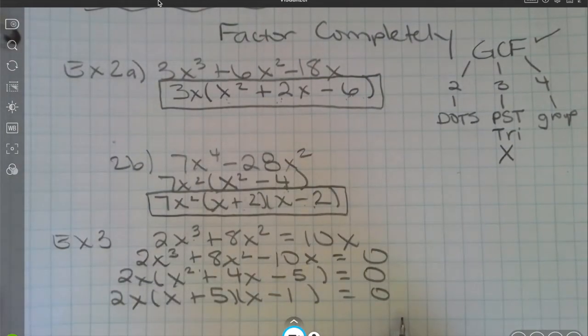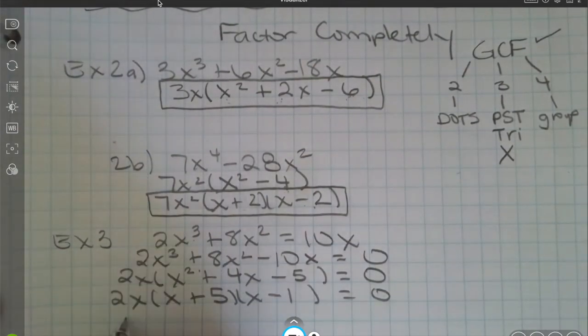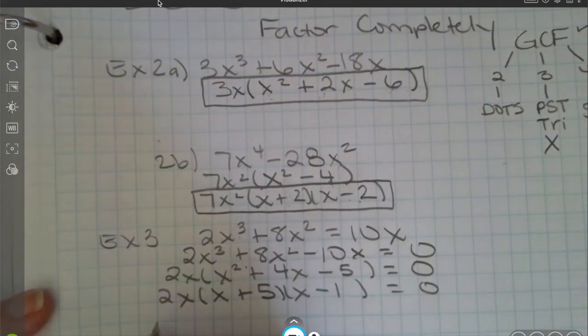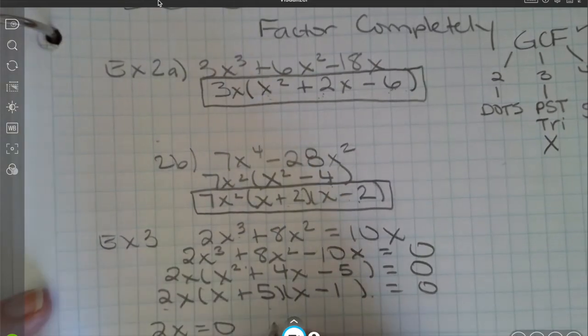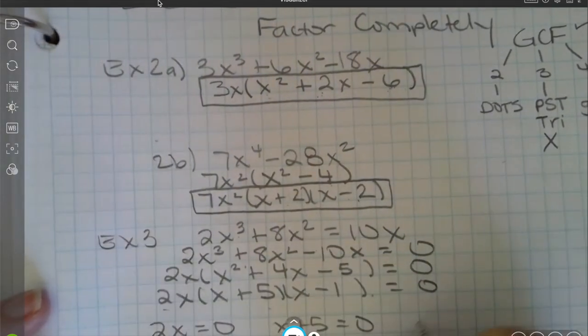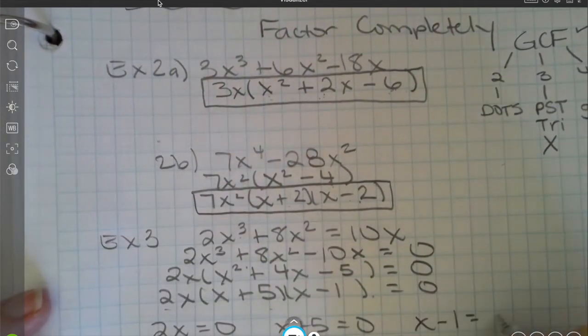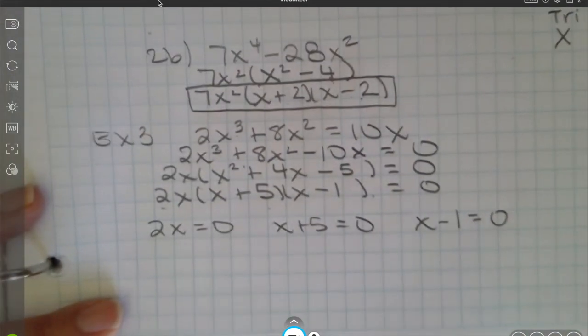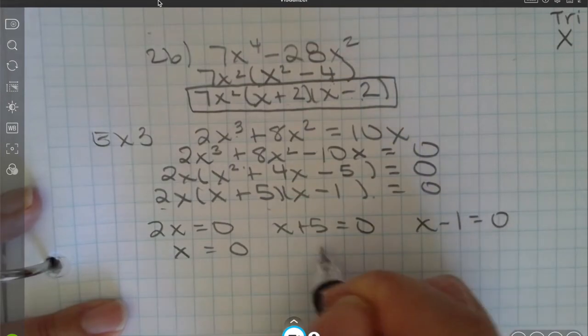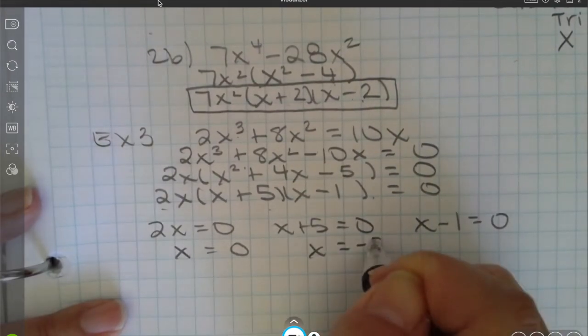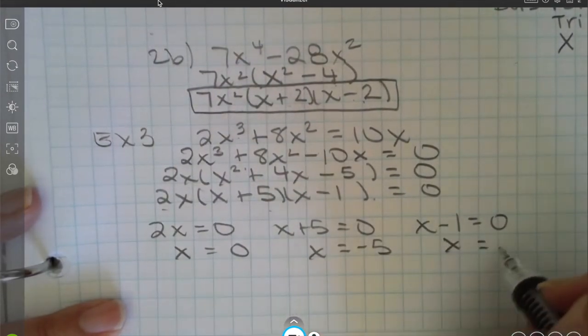So for the roots, we're going to split this one up into 3 equations. 2x is going to equal 0. x plus 5 is equal to 0. x minus 1 is going to also equal 0. We solve these. Your first root is going to be 0. Your second one is going to be negative 5. And your last one is going to be positive 1.